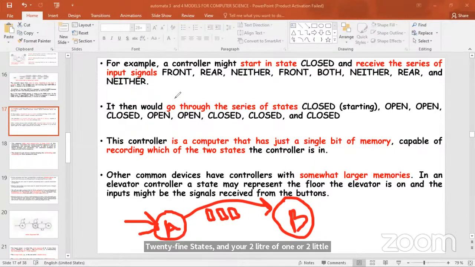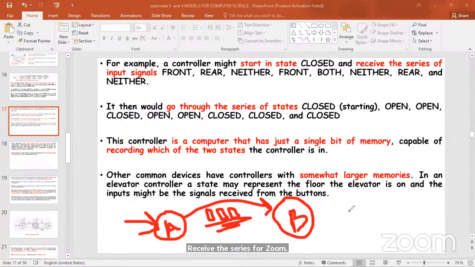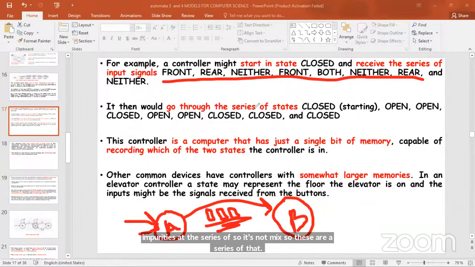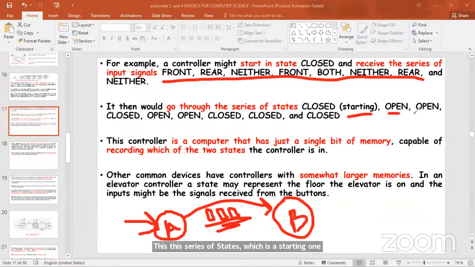For example, a controller might start in a state and receive a series of inputs. These are the series of inputs that it will take. It then goes through this series of states: closed, which is the starting one, open, open, closed, open, like that.